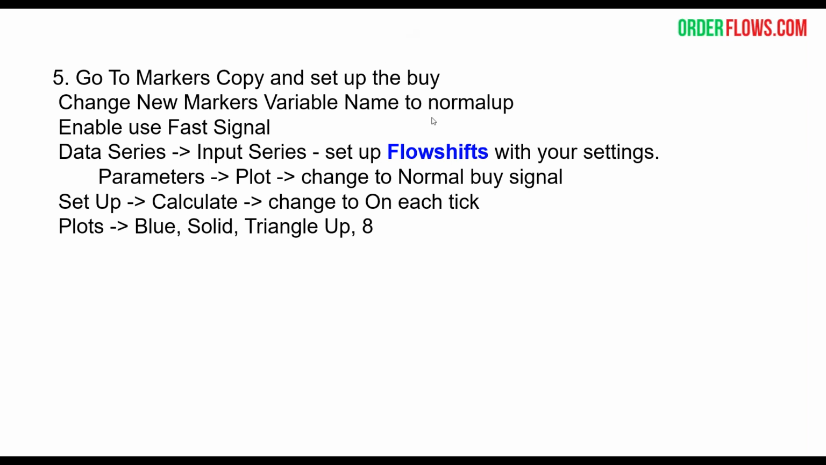Now, when it gets to the indicator, I have it highlighted here. So when I say flow shifts, if you're using flow shifts like Pablo is using, or you're using Delta Scalper, you just choose the indicator. It's interchangeable. It doesn't matter if you're using Delta Scalper or turns or price rejector, or any of the other indicators. You just choose that one instead of the one that's highlighted here. And with markers copy, you've got to set one up for the buy and one up for the sell.